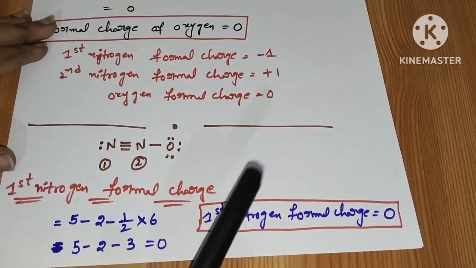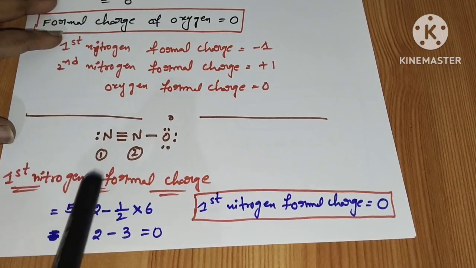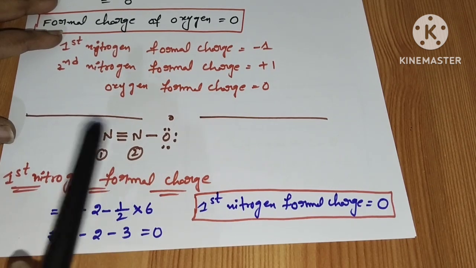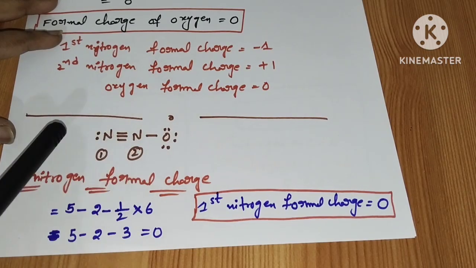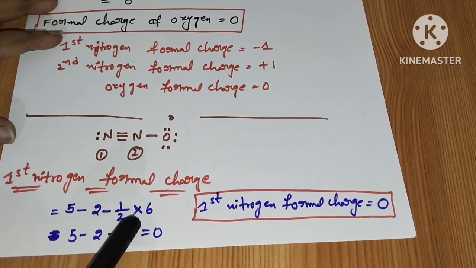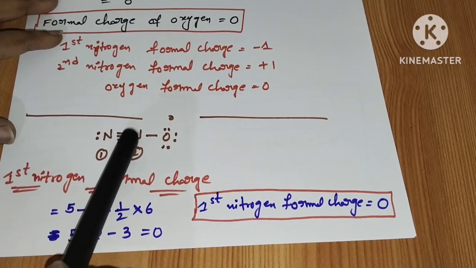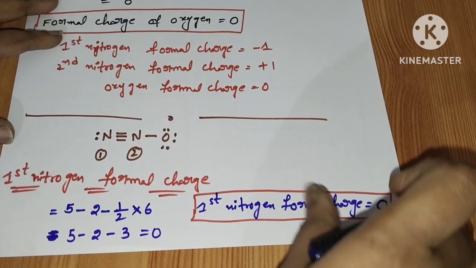Now we will take the second structure of nitrous oxide. Let's look at the first nitrogen formal charge. Valence electrons of nitrogen is 5, minus how many lone electrons are present here? 1, 2, minus half times how many bonded electrons are present here? 1, 2, 3, 4, 5 and 6. 5 minus 5 equals 0. First nitrogen formal charge equals 0.